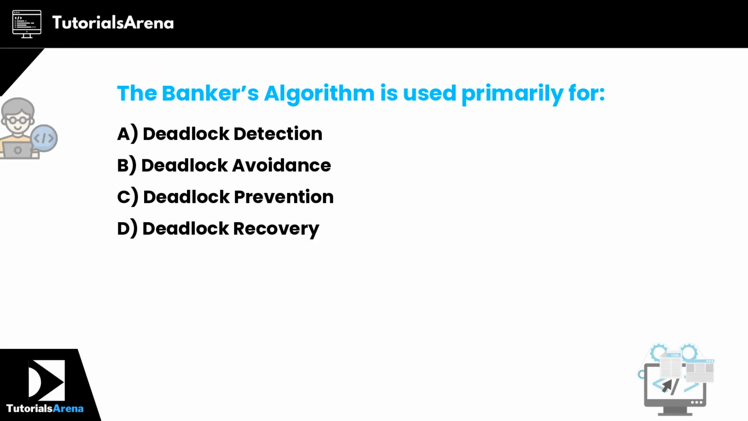The banker's algorithm is used primarily for. The correct answer is option B, deadlock avoidance.